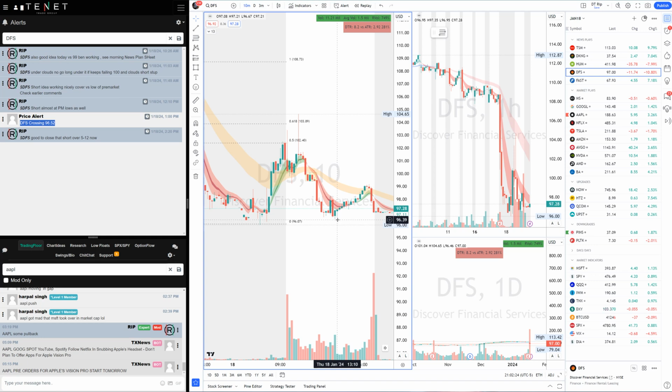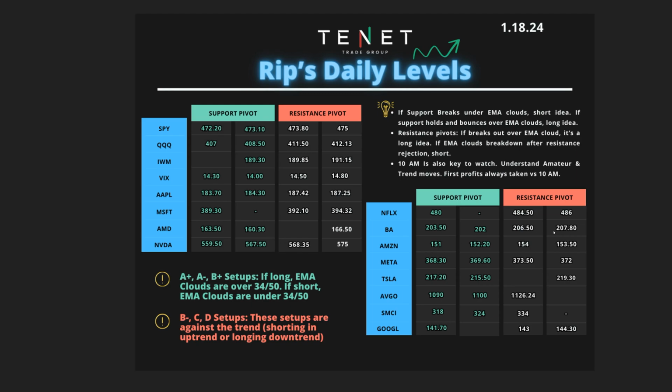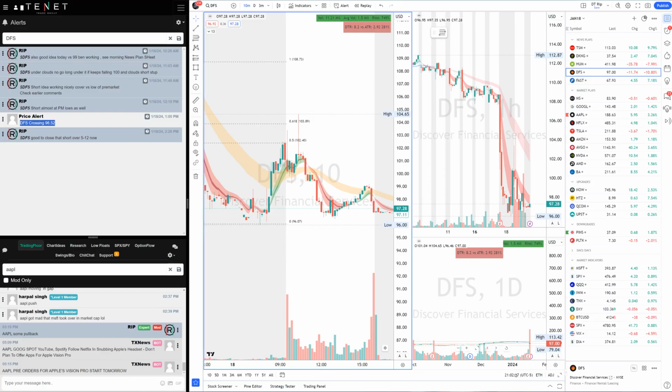I had a price alert set on these levels. If you shorted from 99.50, you got 96.50. That's a $3 move, and if you risk barely 50 cents, that's 1 to 5 risk reward, guys. So that's what I'm talking about. DFS, very good idea. If you listened, it was all about this 99 level. The closer to the levels you trade, the better the trade. The further you are from your levels, the higher the risk.